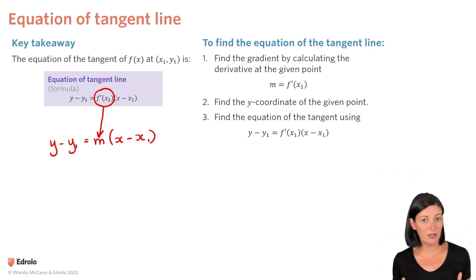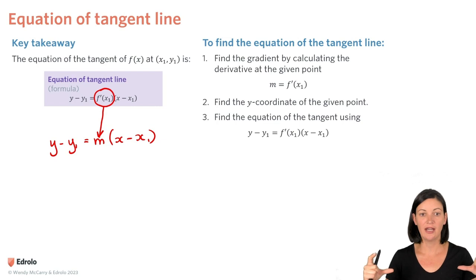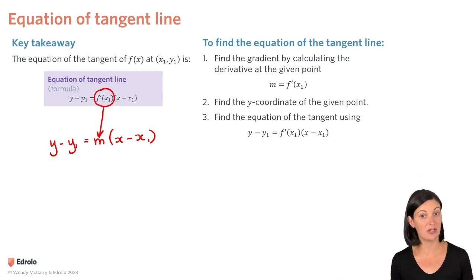So I've written some steps for you here to find the equation of the tangent line. The first thing that you'll do is find the gradient, okay, by calculating the derivative at the given point. If you need to, you'll have to find the y-coordinate of that given point if it hasn't been given to you in the question. And then you'll use the equation of a line formula to find the equation of that particular tangent line.